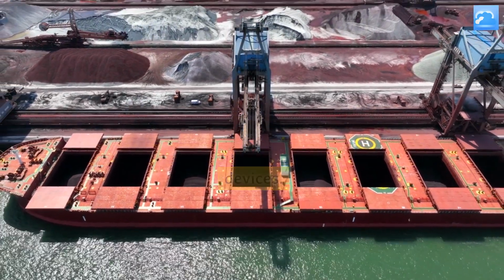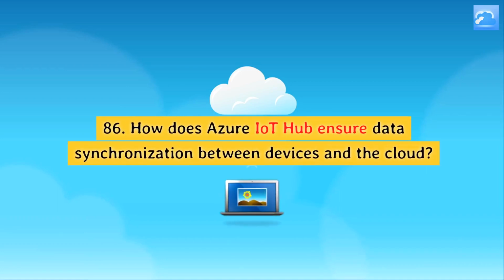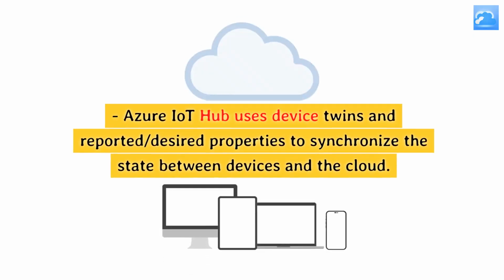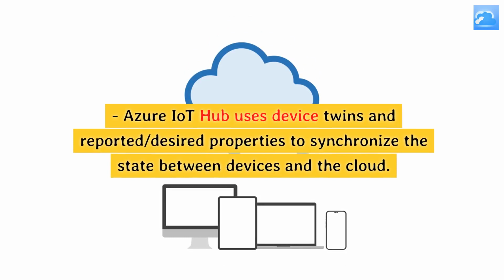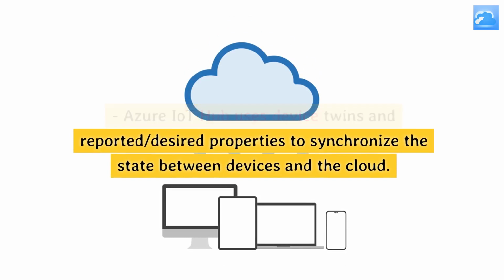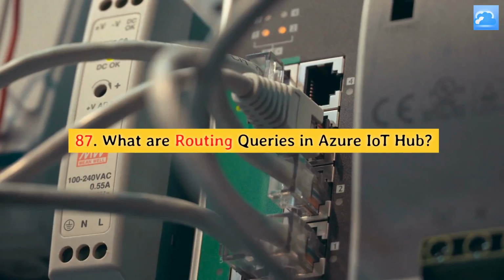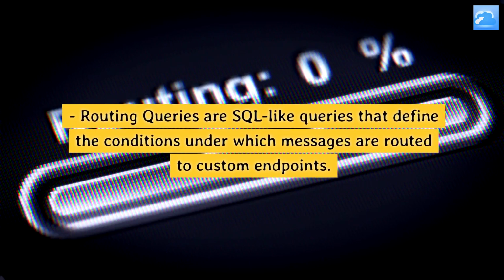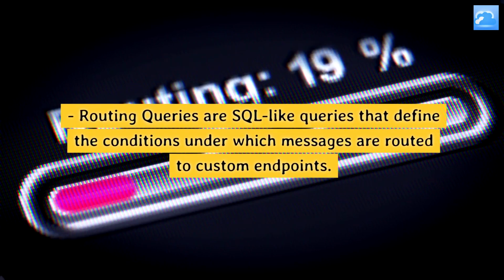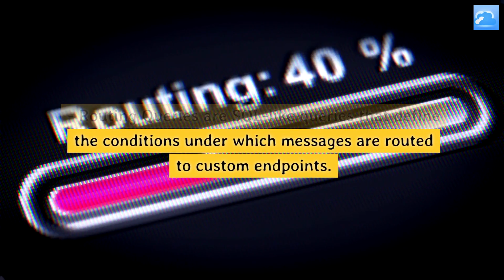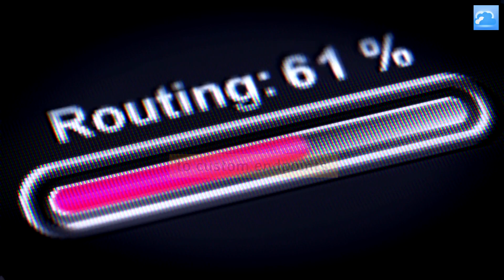86. How does Azure IoT Hub ensure data synchronization between devices and the cloud? Azure IoT Hub uses device twins and reported/desired properties to synchronize the state between devices and the cloud. 87. What are routing queries in Azure IoT Hub? Routing queries are SQL-like queries that define the conditions under which messages are routed to custom endpoints.